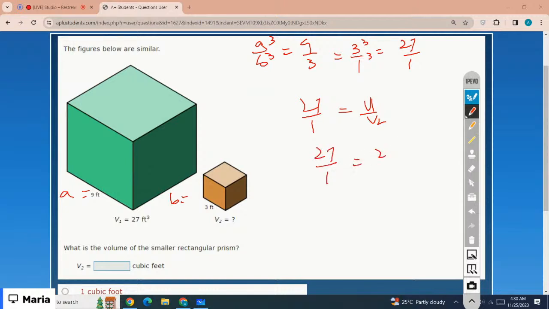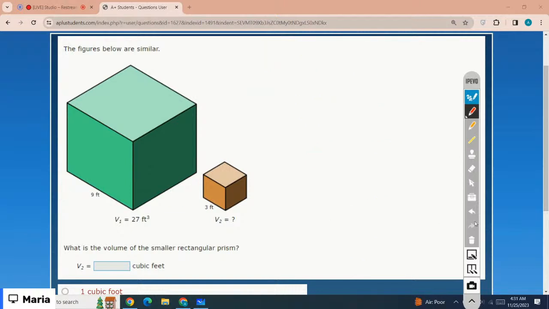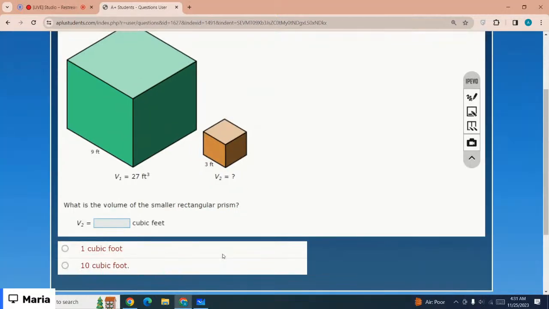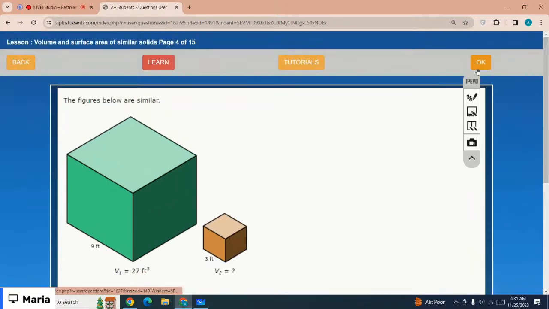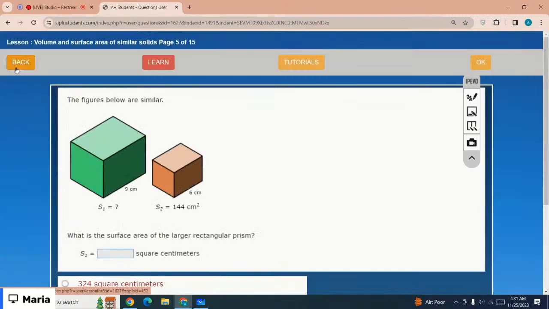V1 is 27. You have to calculate V2, so just cross multiply. That would be V2 equals 27 over 27, so the answer equals 1 cubic feet. The correct option is 1 cubic feet. Option number 1 is the correct option. Yes, option 1 is the correct option. Okay, you can complete the lesson by yourself later today. Let me move on to the next lesson.